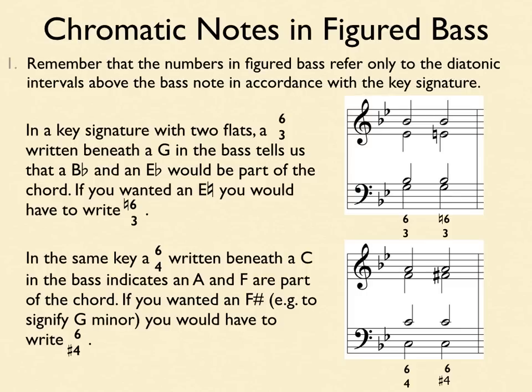But say you wanted an F sharp, in other words, say this is the key of G minor, 2 flats in the key signature and a raised 7th, so you want the F sharp, you would have to put a sharp next to that 4, as you can see I've done that in the second example.